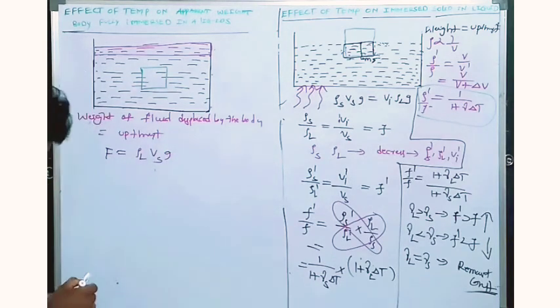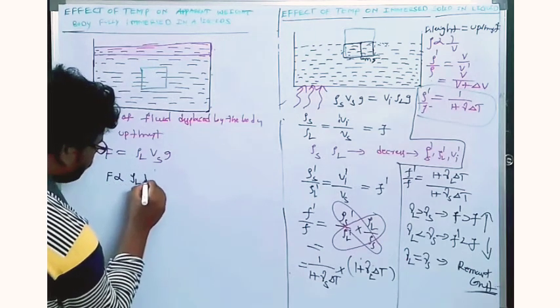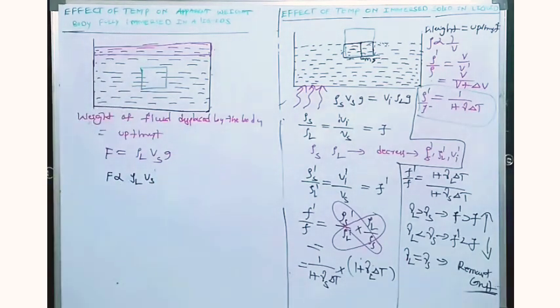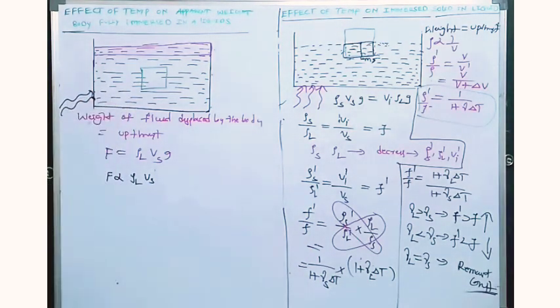So from this we can write that F is directly proportional to rho L into Vs, right? So if you change the temperature of the liquid, if you raise the temperature of the liquid, what will happen? The buoyancy force is going to change. Along with the buoyancy force, the apparent weight is also going to change, isn't it?